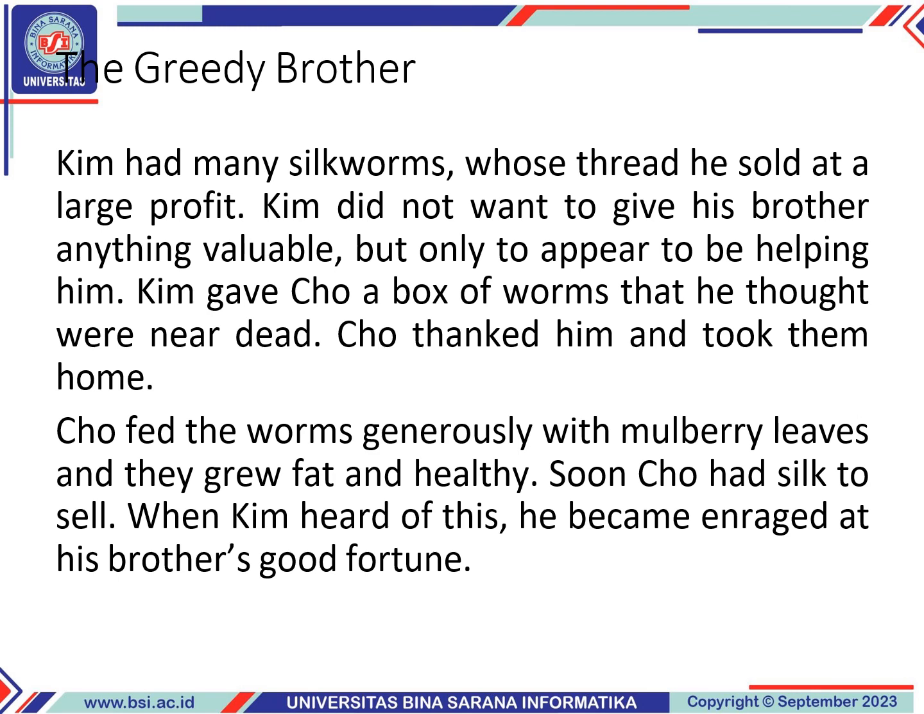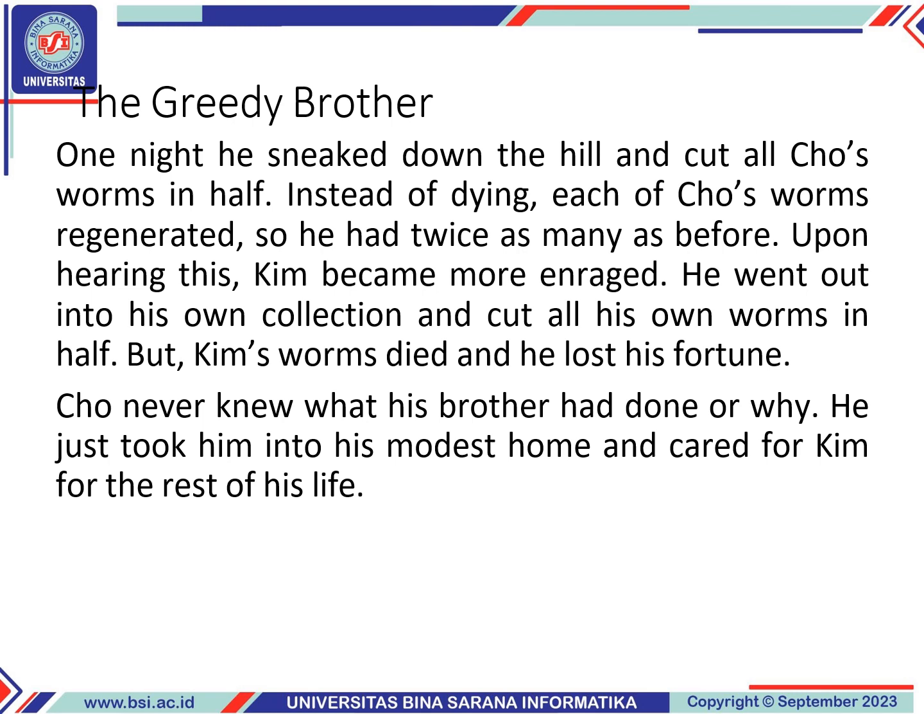Cho thanked him and took them home. Cho fed the worms generously with mulberry leaves and they grew fat and healthy. Soon Cho had silk to sell. When Kim heard of this, he became enraged at his brother's good fortune. One night he sneaked down the hill and cut Cho's worms in half. Instead of dying, each of Cho's worms regenerated, so he had twice as many as before.